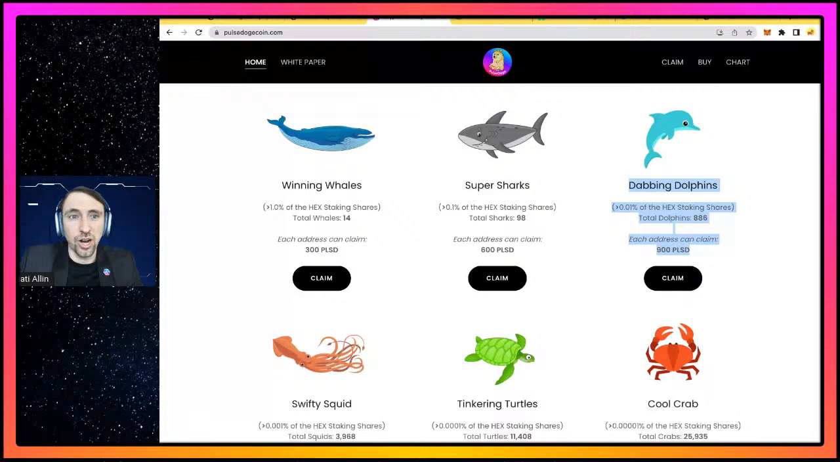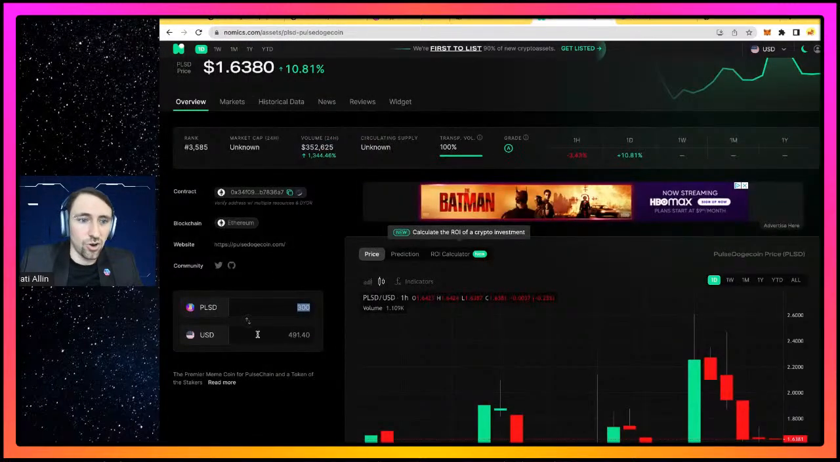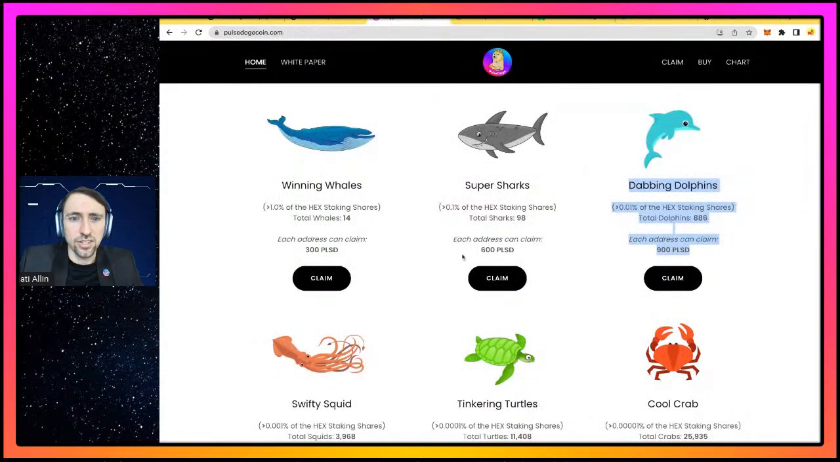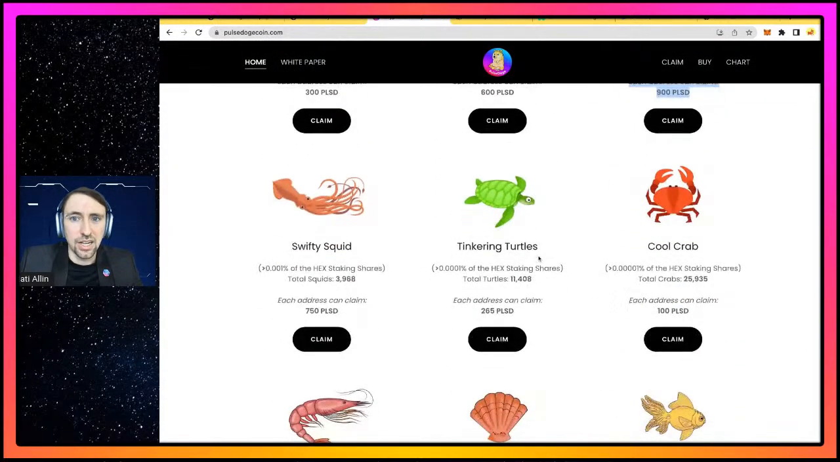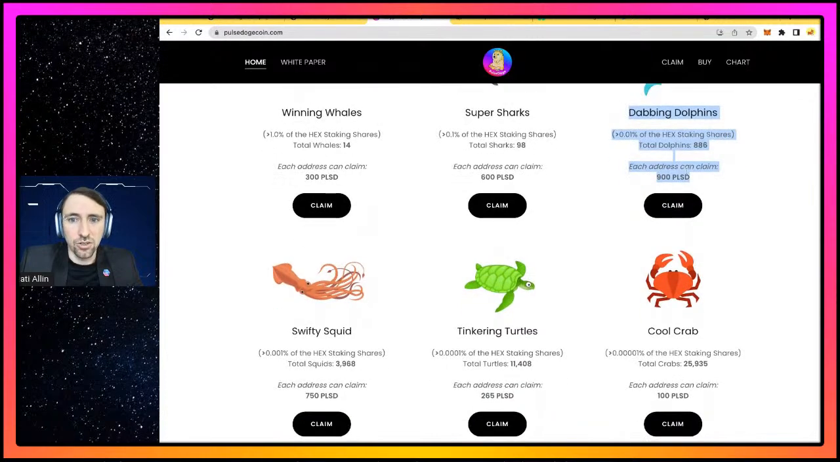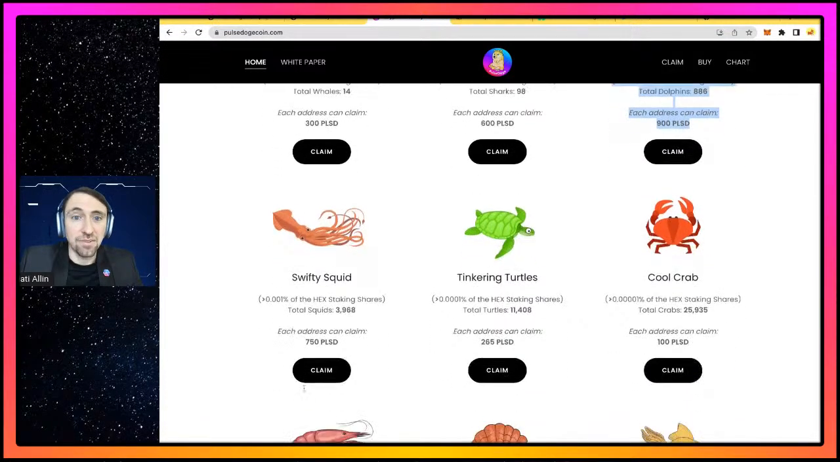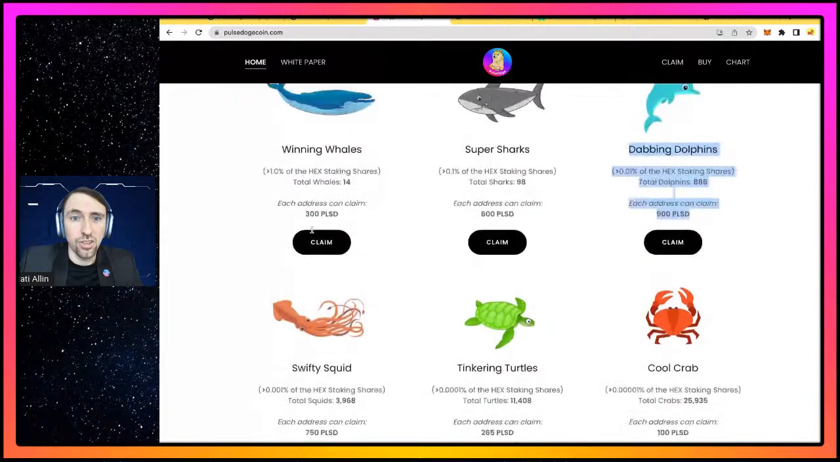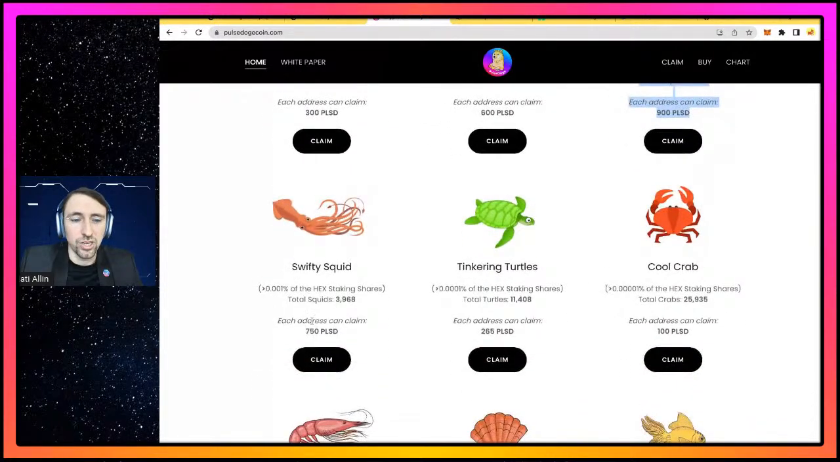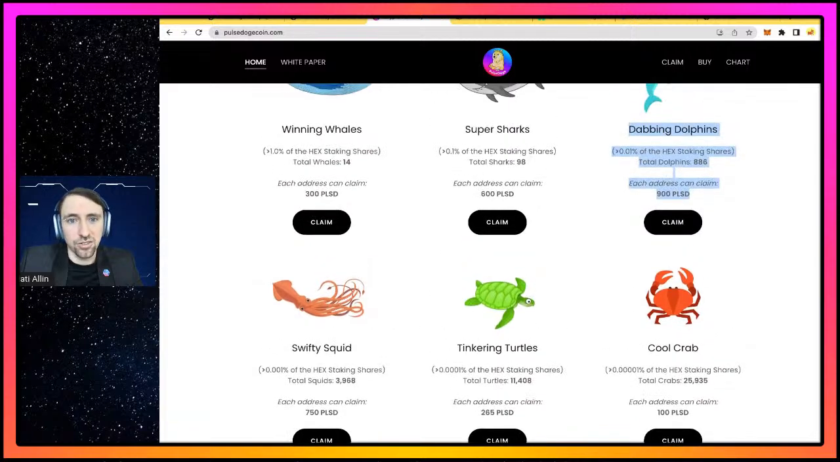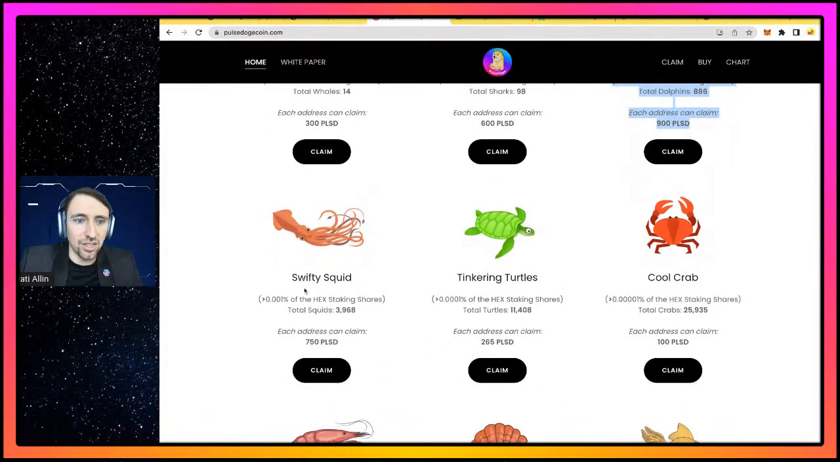And so you're not going to dump the price with only 900 coins, because that's about $1,500 worth at today's prices. Sharks got 600 PLSD. Now, if you're a dolphin, you got the most, 900. You get 750 if you're a squid, so you get more than if you were a shark. Brilliant. And of course, sharks, there's only 98 of them. The squids, there are almost 4,000 squids who met the criteria for this snapshot.